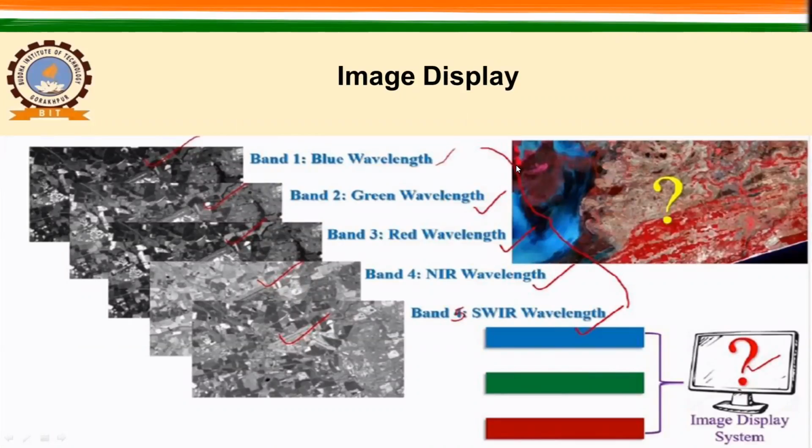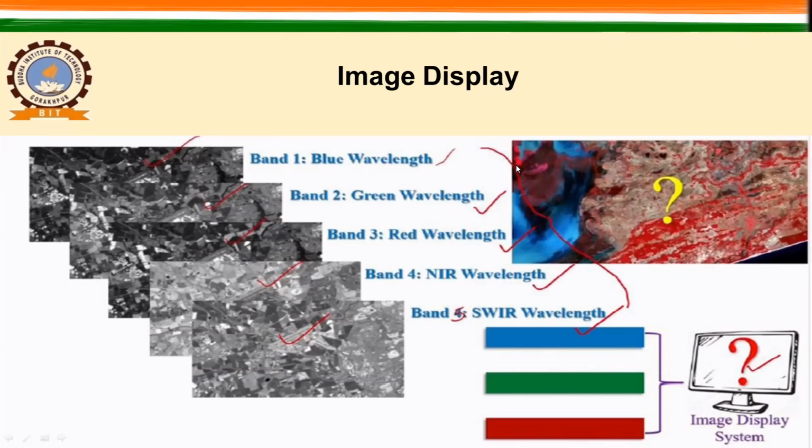Here you have already seen this one, right? For the same area, you have different bands. For example, band 1, band 2, band 3, band 4, band 5. They are captured in the blue wavelength, green wavelength, red, NIR, and SWIR. So their information is different. But this we are looking at individually.